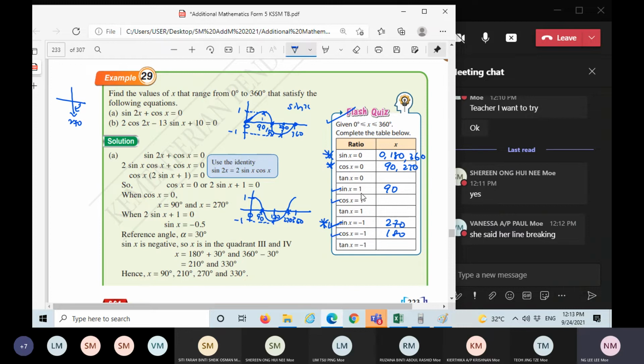Okay. Then Serene, how? Cos x is equal to 1. What is the x? If you cannot do, then I will call the next girl.